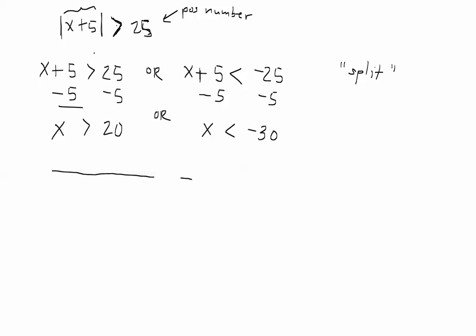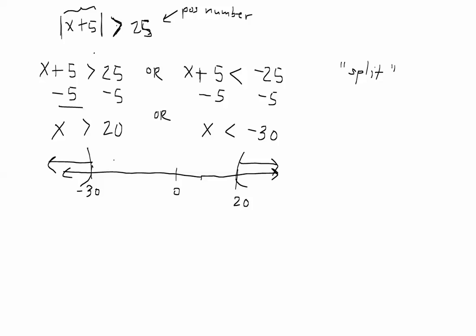Draw a number line. Hopefully I will get better at this. I'm going to try one more time. Okay, here's 0, and here's 20, and here's minus 30. So, x is greater than 20, looks like this. X is less than minus 30, looks like this. And when you look at the graph, notice that the two solution sets are going off into opposite directions, which is why I call this a split.